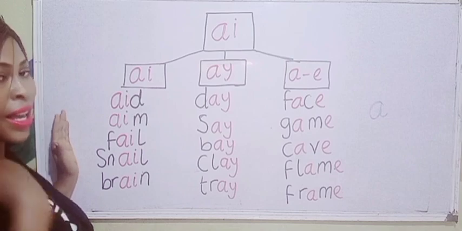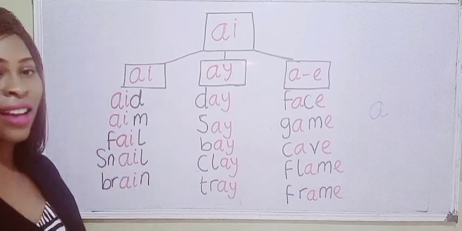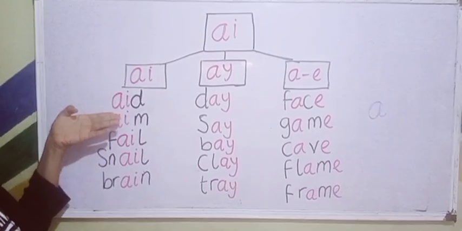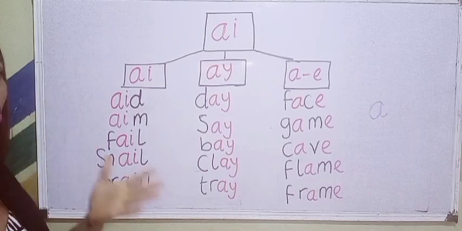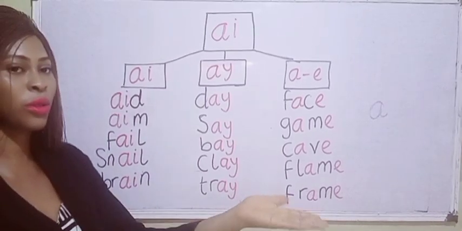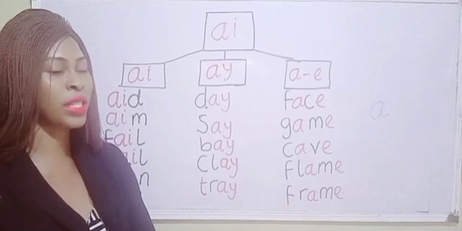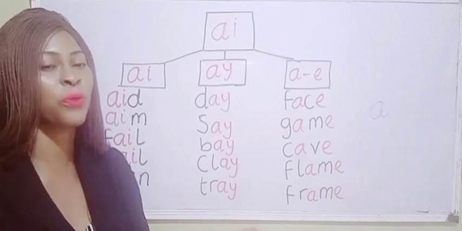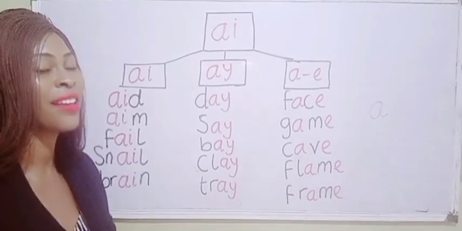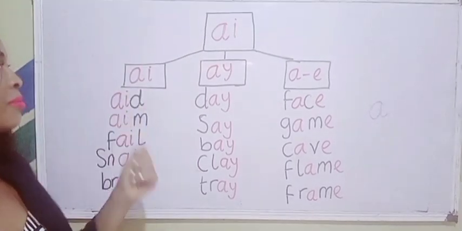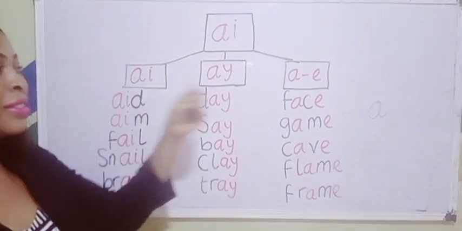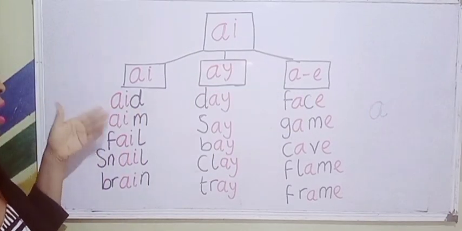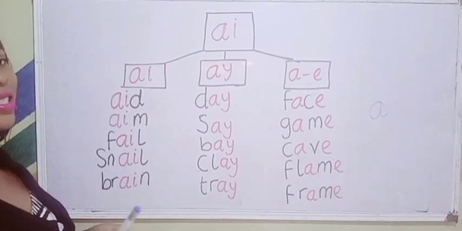Now the first part is AI, sounding as "ay". Let's blend them together. Remember, blending entails bringing two or more sounds together to make words. So now let's put these sounds together to make words. The first thing you should do is to identify the "ay" sound. Now let's blend them together.